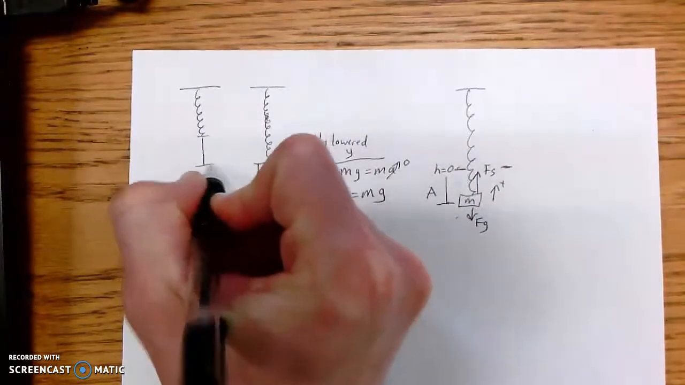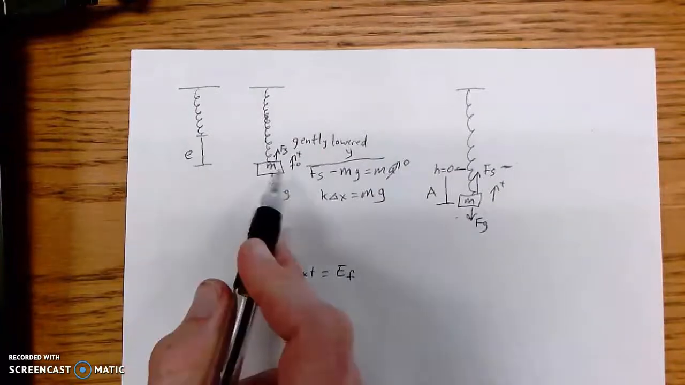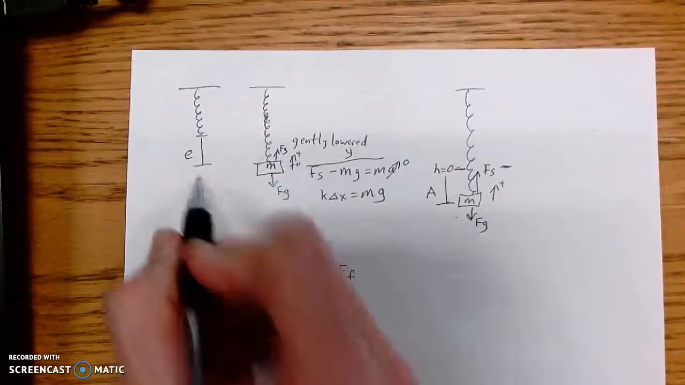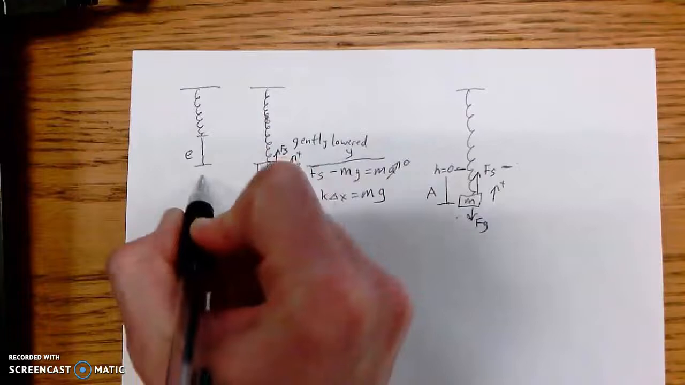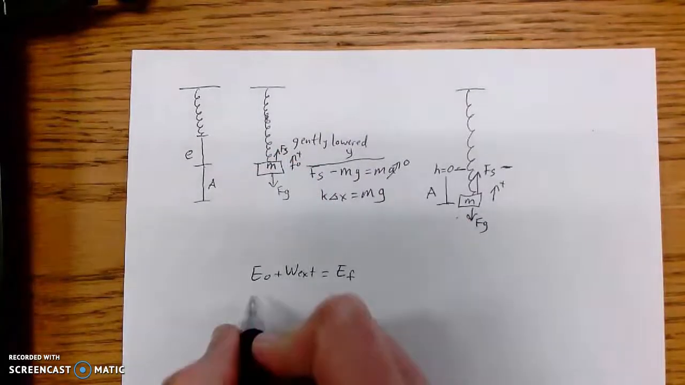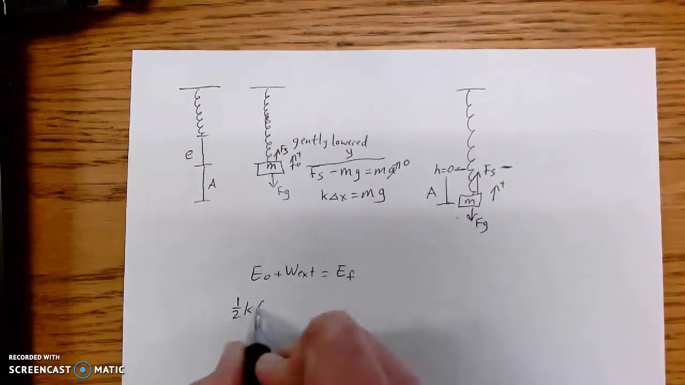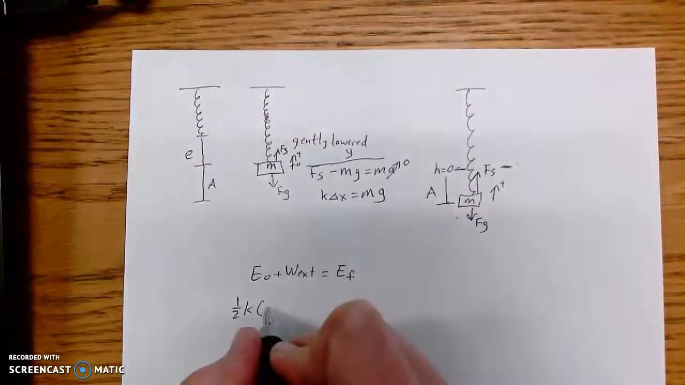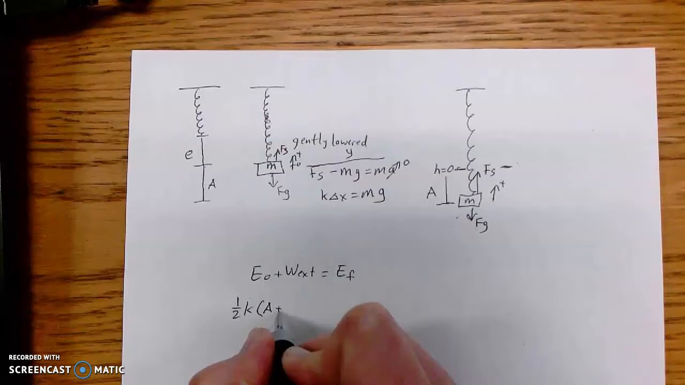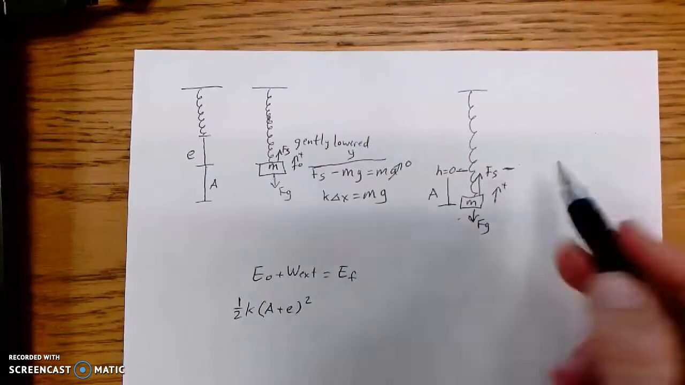This distance here, I'm going to call E, just for the equilibrium spot, how far we had to come down so that the force up was equal to the gravity down. And then I'm just going to redraw A here just so it's easier to look at. And then the initial spring potential energy is 1/2 k, and that stretch is A plus E, and we have to square it, 1/2 k delta x squared.